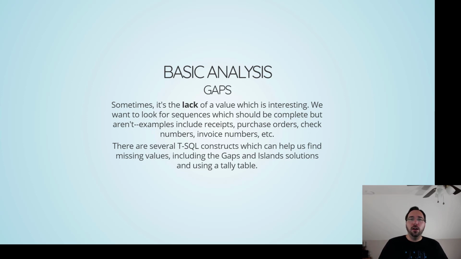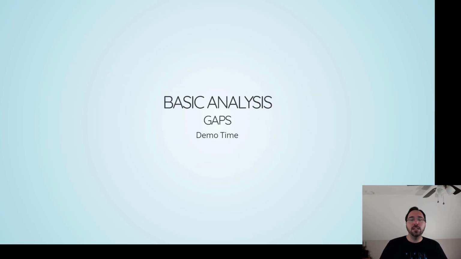Other examples of sequences which are typically important may include invoices. It could include purchase orders. It could be receipts. Basically, most things that have to deal with money coming in or going out. There are a few constructs in T-SQL that will help us find gaps in the data such as this. The best scenario is gaps and islands. So we're going to take a look at that demo now.